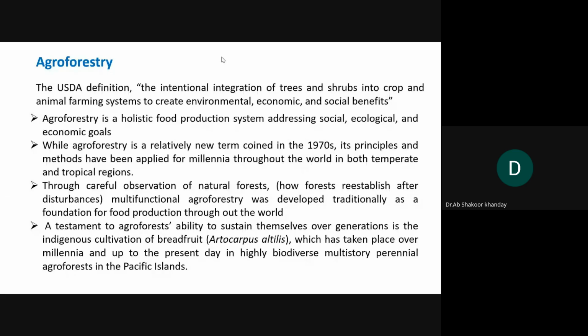Agroforestry has actually been there in nature, but what motivated us to adopt it as a food production system? Man got the inspiration from the regeneration potential of forests. Forests regenerate on their own, even after extreme adversities, for example forest fires. This regeneration potential of forests was mimicked and adopted in the form of agroforestry. A testament to agroforesters' ability to sustain themselves over generations is the indigenous cultivation of breadfruit, which has taken place over millennia and up to the present day in highly biodiverse multi-story perennial agroforests in the Pacific Islands.